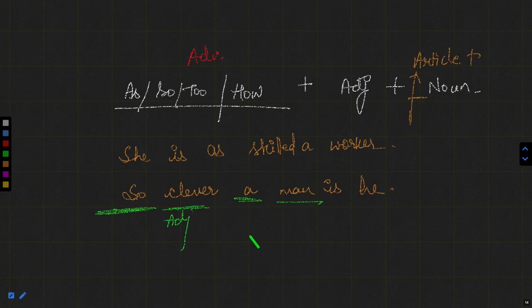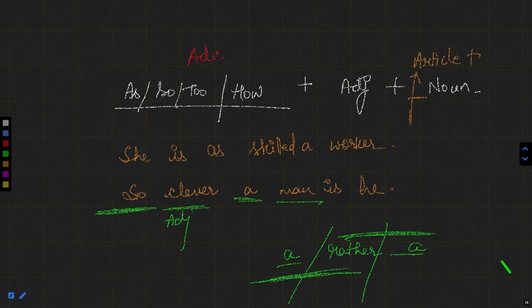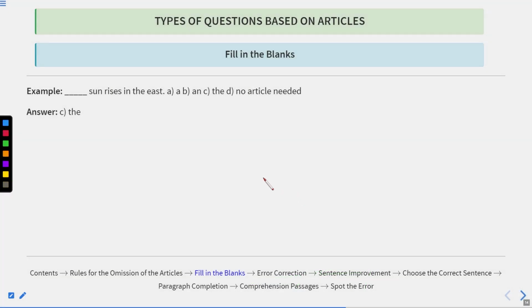Now, in the case of rather, we can use an article on both sides. After rather or before rather, both are correct. In the case of rather, we can use an article on both sides, either a or this, but one at one time. Either this or that. So these two can be the pairs using rather in a sentence. Now let us move to some questions based on articles.